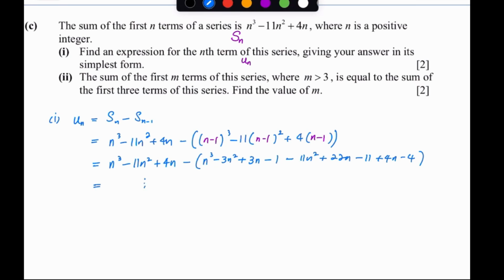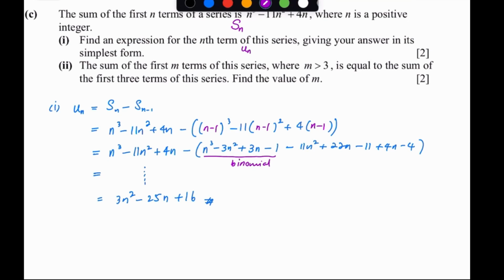Then lo and behold, you continue on, and you should be able to get 3n squared minus 25n plus 16. To cut this short, you use the binomial expression for cubic, 1, 3, 3, 1. So this one I won't spend so much time on.